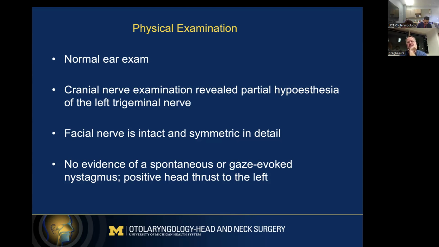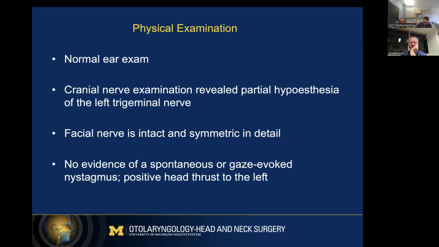Can you describe to me how you would have performed that exam? What do you do with the patient to get that information? The head thrust, and what does that mean? Or what could it potentially mean?